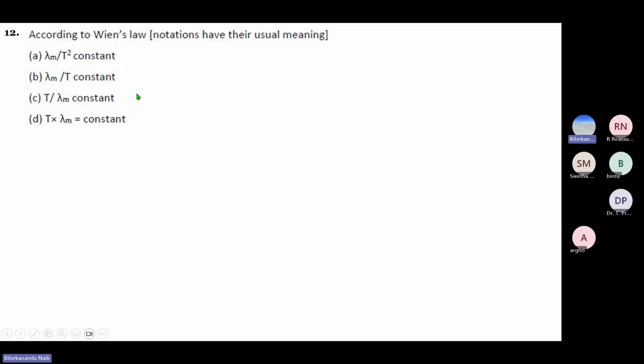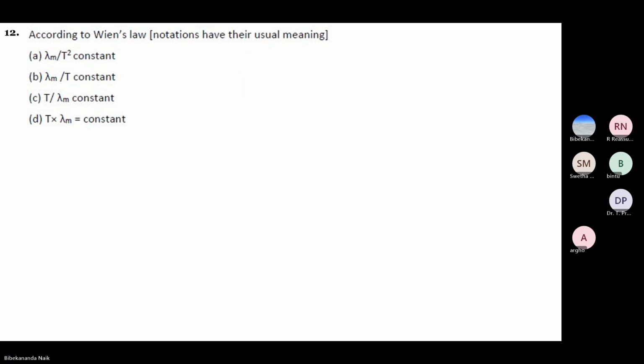So, which one will be the correct option? Option D. Yes. So Wien's law is basically based on the blackbody radiation curve. When we are plotting the blackbody radiation curve, can you tell me which quantity is plotted along the x-axis and which quantity is plotted along the y-axis?